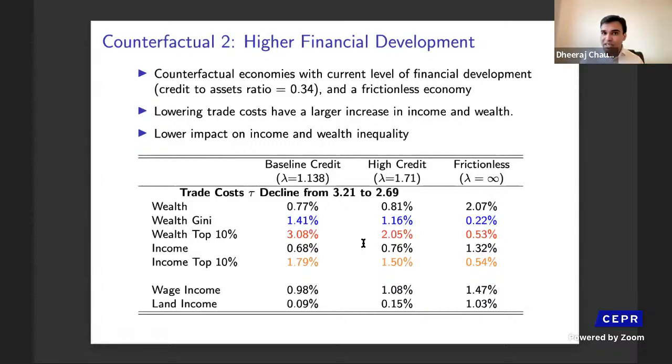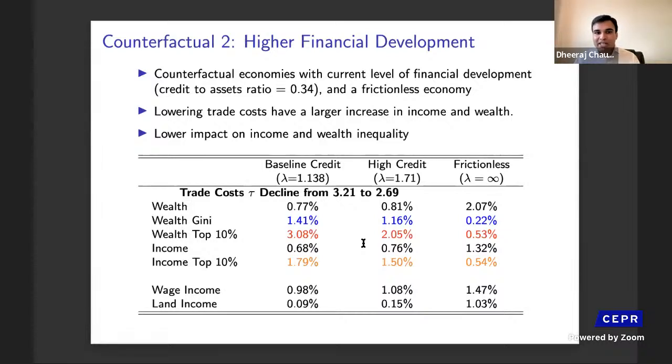The only difference is the level of financial development is increased to the current level, where basically the credit to asset ratio is at the United States now, which is basically 0.34. And in the second counterfactual, I consider a frictionless economy. Basically, there is no borrowing constraint, there's no collateral constraint.